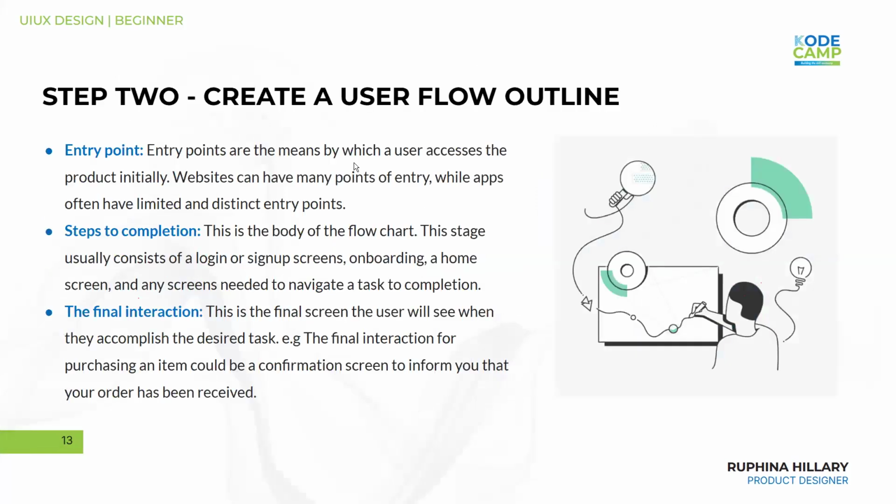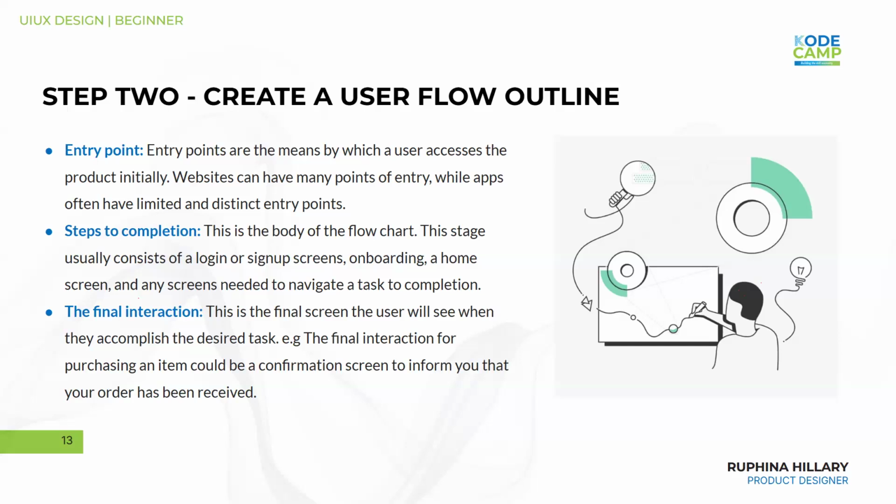The entry point, like I've said before, is the means by which a user accesses a product initially. Websites can have many points of entry, while apps often have limited and distinct entry points. Steps to completion. This is the body of the flowchart. This stage usually consists of login or sign up screens, the onboarding, a home screen, or any screens needed to navigate a task to completion.